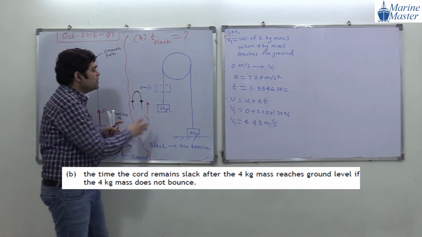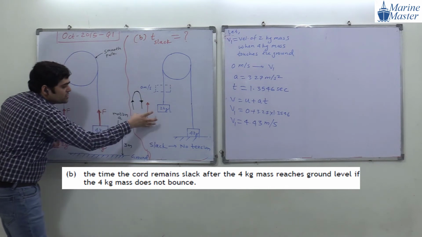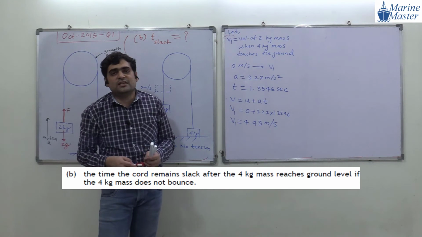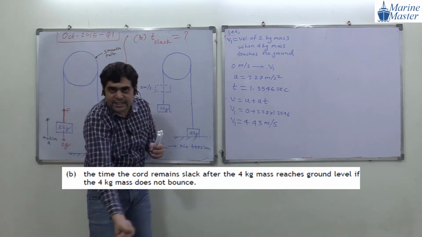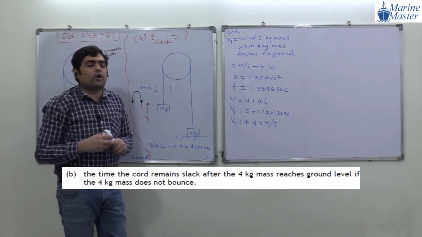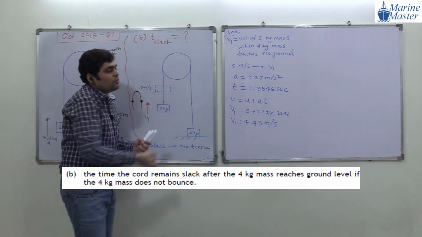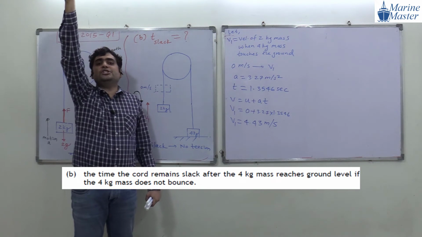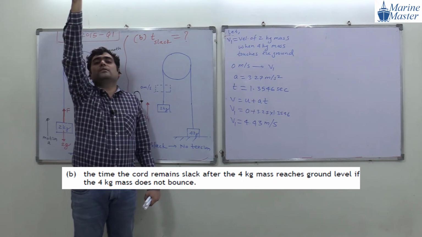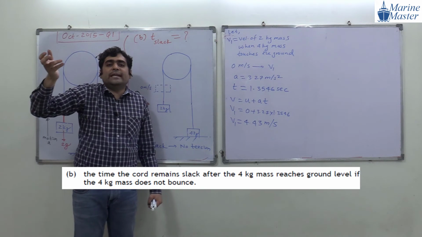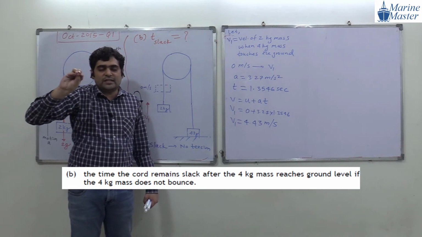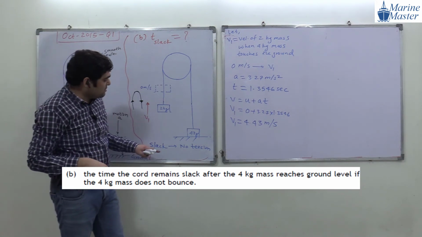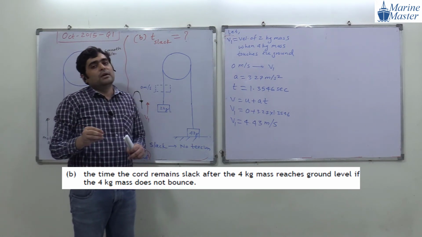But once we achieve this velocity v1, what has happened? The 4 kg mass touches the ground. As it touches the ground, it will not create any tension in the cord. And if there is no tension in the cord, but there is velocity in the 2 kg mass, this velocity will try to move the object upward without any tension. Without any tension means the cord will become loose, which is what slack means.